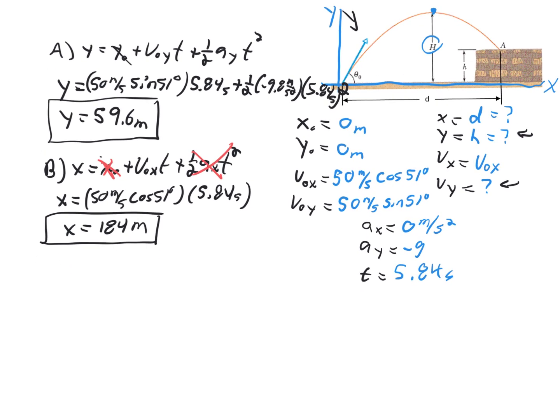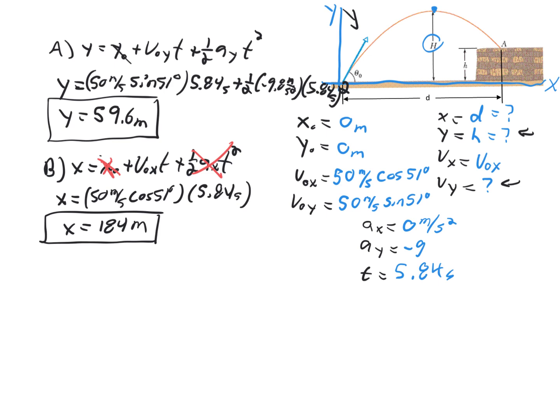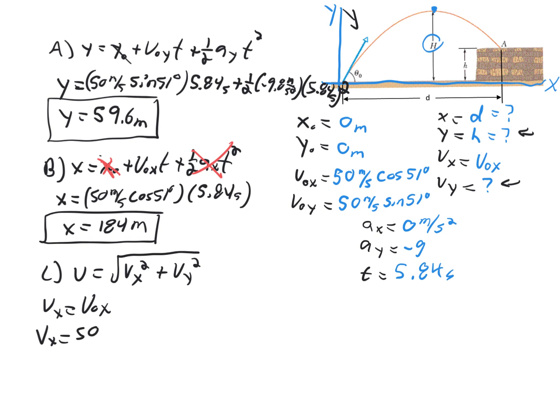So I'm going to scroll up here to create a bit more space, but what we're going to need here, as we hopefully are aware of at this point, to get our final speed, that's the magnitude of our final velocity, which would be the square root of Vx squared plus Vy squared. So Vx, we know, is just V initial x. So Vx should just be equal to 50 meters per second multiplied by the cosine of our 51-degree angle. So our Vx value should just be 31.47 meters per second.